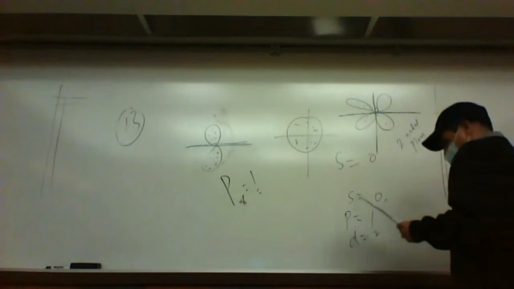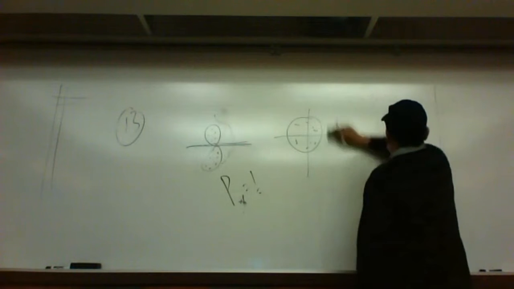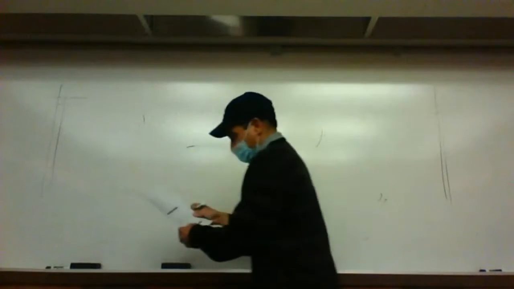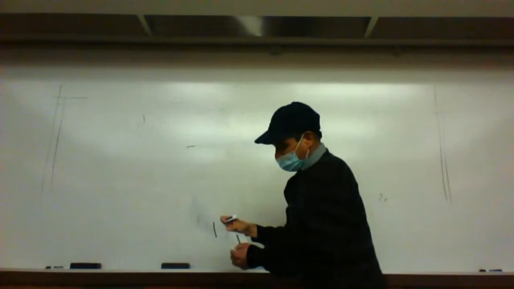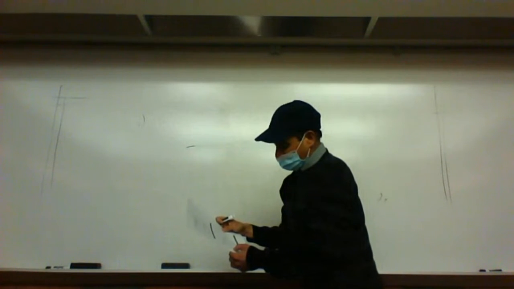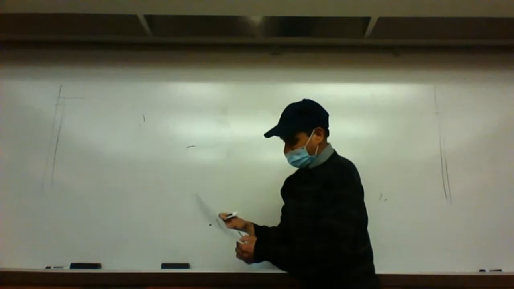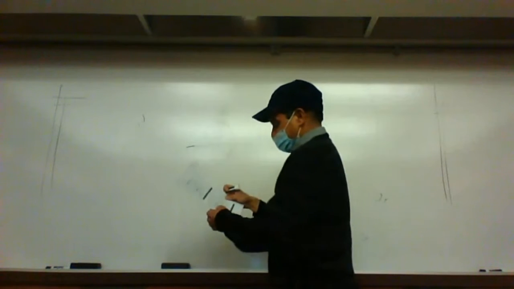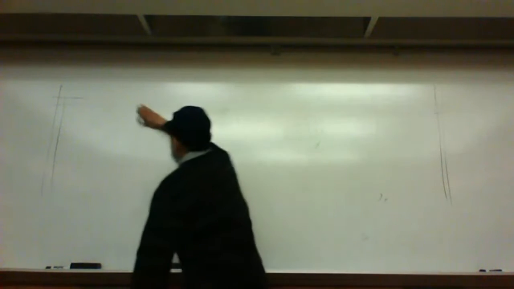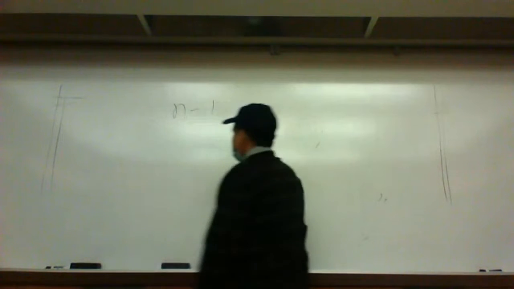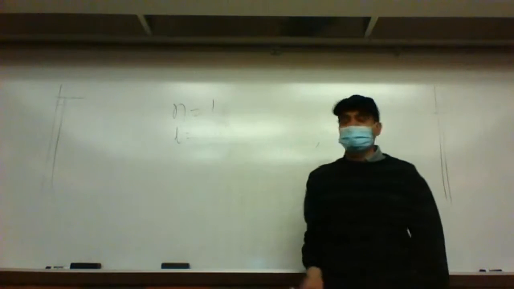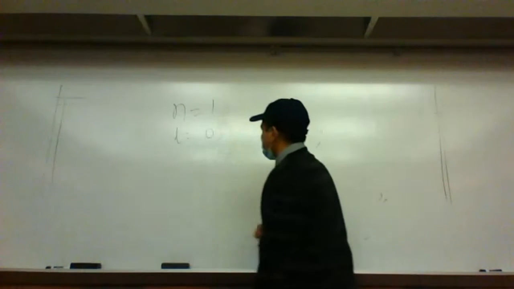We'll talk about that in the next slide. Now let's work on slide number 14. Which of the following is a valid set of quantum numbers for an electron of a hydrogen atom? In the first one, n is equal to 1. If n is equal to 1, what is L equal to? You need to start from 0. You cannot go up to 1.